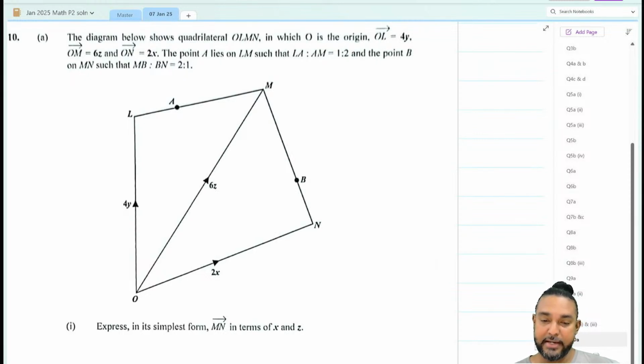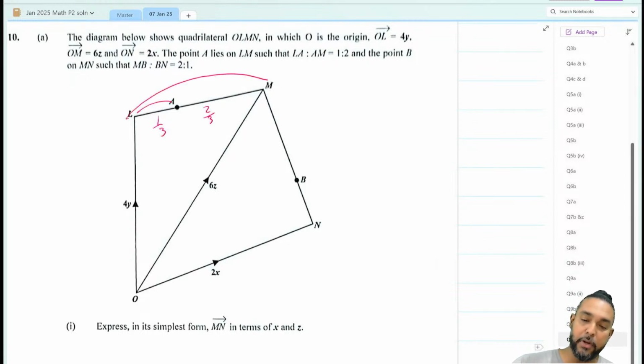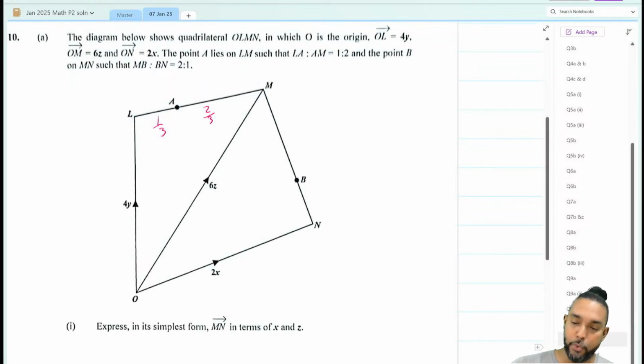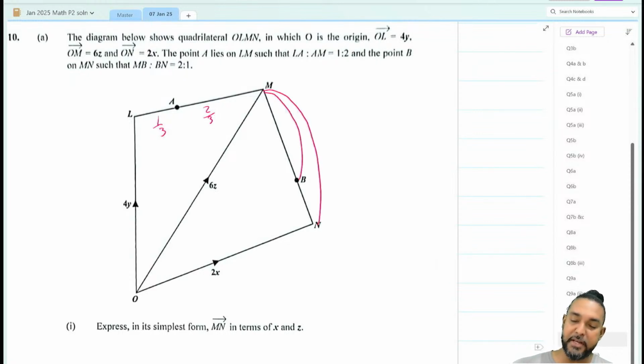The point A lies on LM such that LA to LM is a 1 to 2 split. So that means that AM is double LA. Relative to the whole line LM, it's a 1/3, 2/3 split. So LA is 1/3 of the whole line, and AM is 2/3 of the whole line. The point B is on MN such that MB to BN is 2 to 1. So it's the same split: MB is 2/3 of MN, and BN is 1/3 of MN. Express in its simplest form MN in terms of x and z.